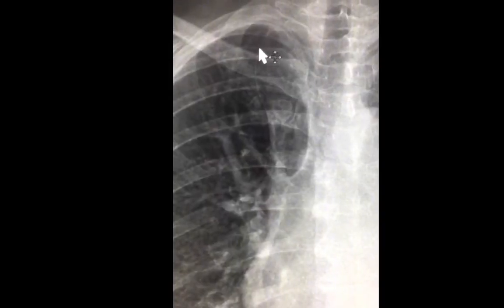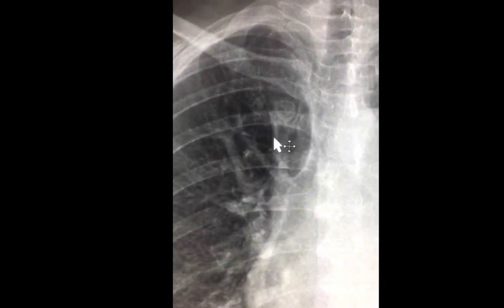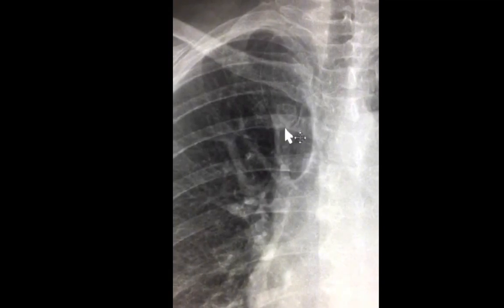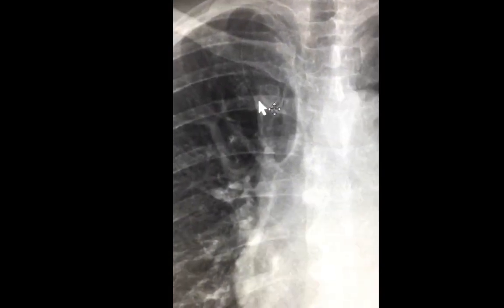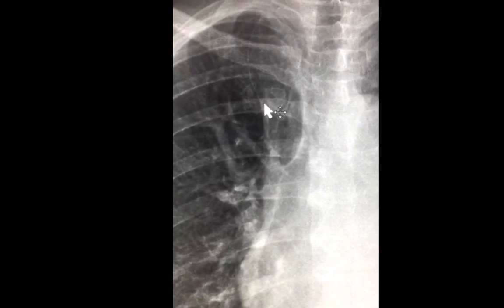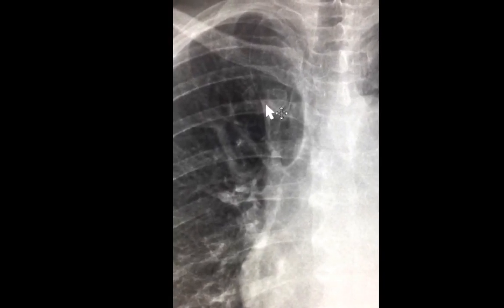There's an additional thin and linear opacity within the apex of the right lung. Notice how this opacity has a thicker portion in the inferior part. We're all familiar with the major and minor fissure normally seen in the right lung, in addition to the major fissure on the left side.